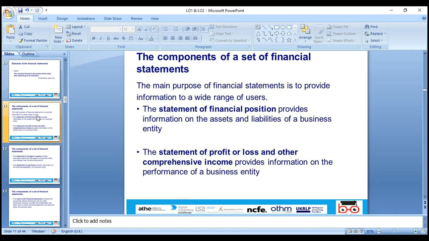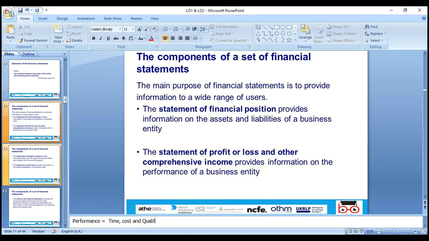So next we look at the components of a set of financial statements. The main purpose of financial statements is to provide information to a wide range of users. So financial statements help to measure the performance. When we look at performance, what makes performance? Normally we look at performance in terms of time, in terms of cost, and in terms of quality.